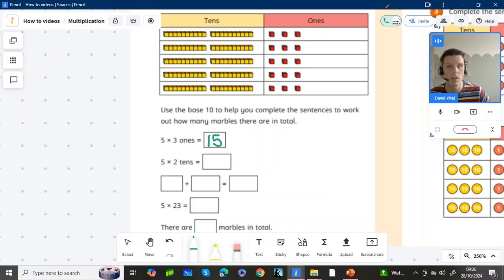Okay, then we're going to do 5 times 2 tens. So it's 10, 20, 30, 40, 50, 60, 70, 80, 90, 100. Notice for that one, I counted the values, okay? There are 10 tens in total, and 10 times 10 is 100. But for ease, I just counted in tens, okay?